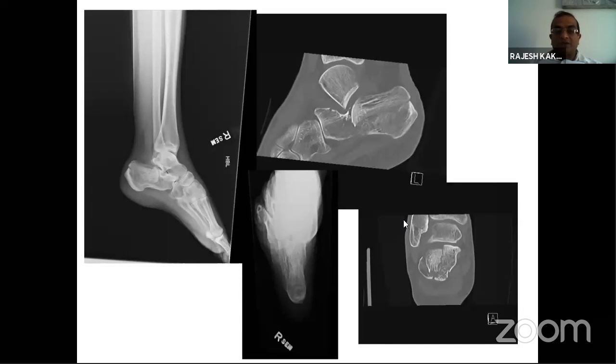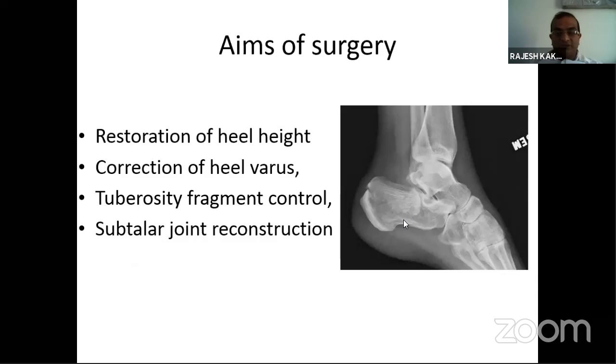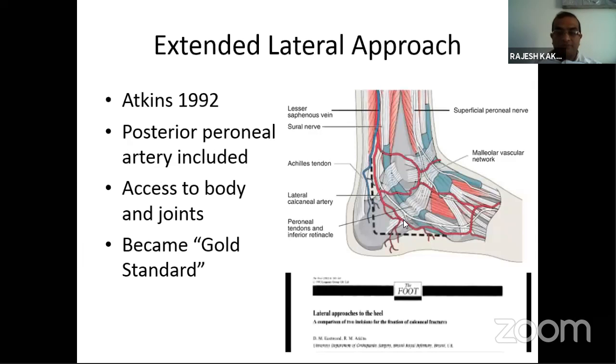Now, if we come back to our scenario where we've got a young fit patient with an articular depression of the posterior facet of the subtalar joint, how are we going to manage this patient? If we do decide that this patient would benefit from operative intervention, our aims of surgery would be to restore the calcaneal mechanics, i.e. the length, alignment, and rotation, which would be the calcaneal height, correct the varus deformity, control the tuberosity fragment where the tendo-Achilles inserts, and reconstruct the subtalar joint.